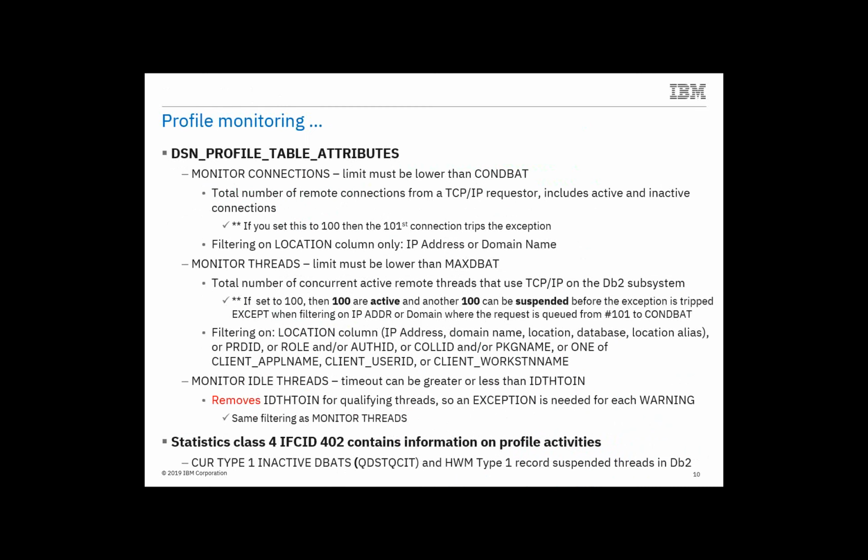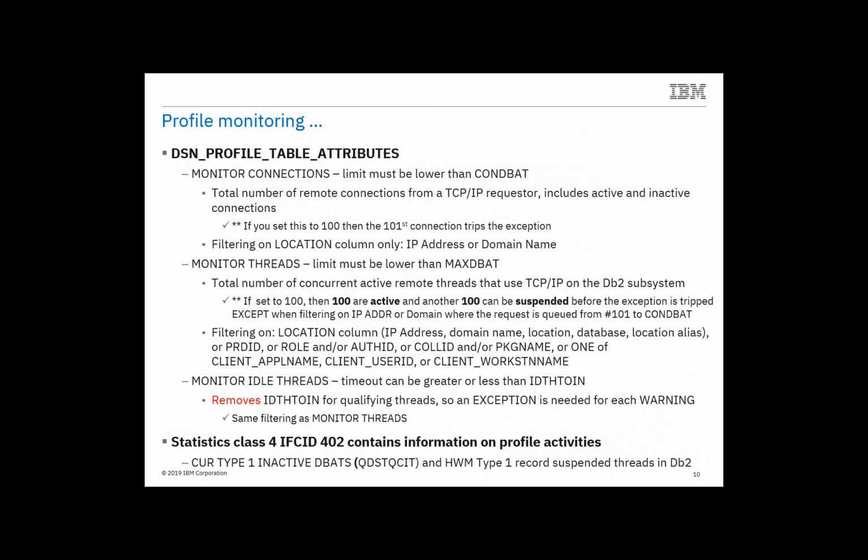So an example here, if I set monitor connections to an exception and I set it to 100, then the 101st connection from whatever that I've profiled on would be rejected. So it's kind of a denial of service. And you can filter that on IP address or domain.